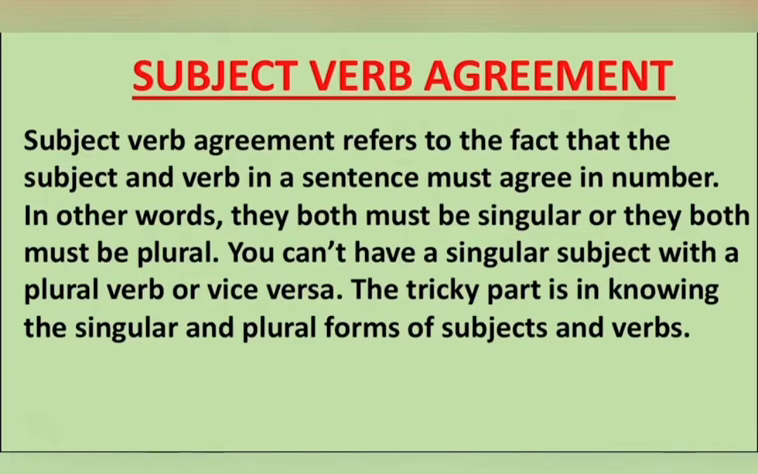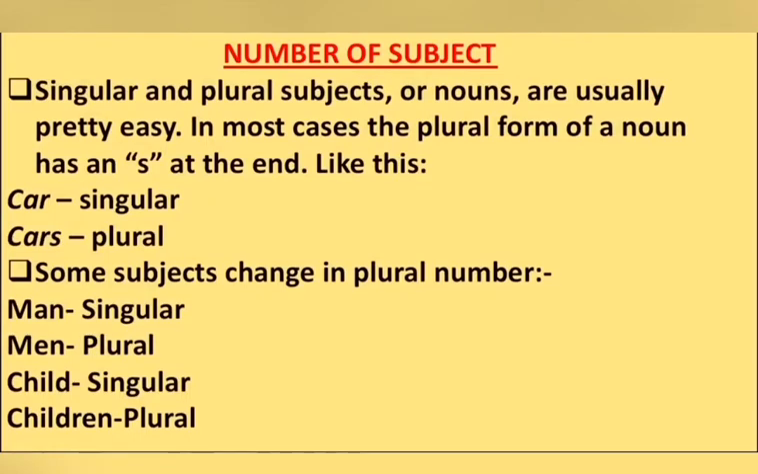And the tricky part is in knowing the singular and plural forms of subjects and verbs. So, first we will discuss number of subject. Singular and plural subjects or nouns are usually pretty easy. In most cases, the plural form of a noun has an S at the end like this: car, singular, cars, plural. Some subjects change in plural number. Man becomes men in plural, child becomes children in plural.